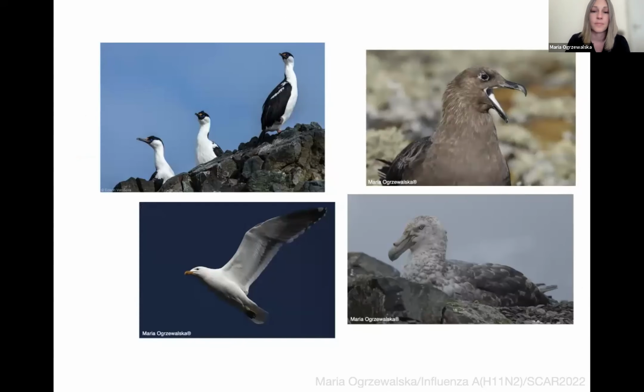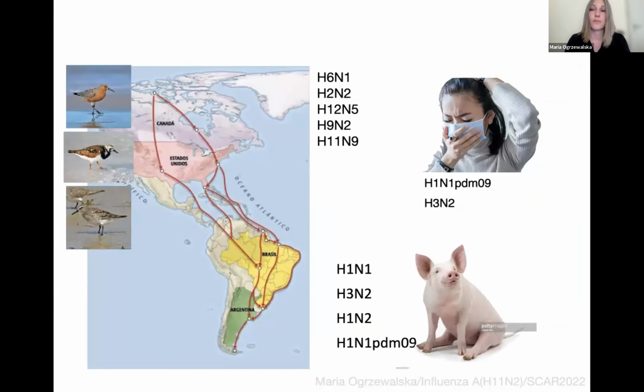Of course, there are other species like sharks, skuas, and gulls, and they can also contribute to spreading the influenza in the region. And just to show you, for example, how far the influenza can travel and can even come.